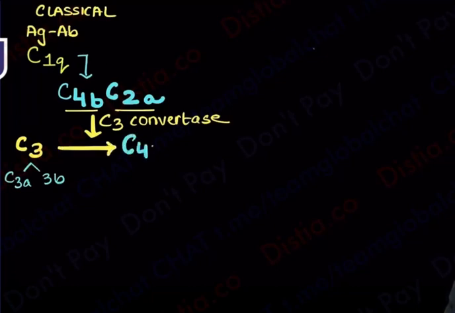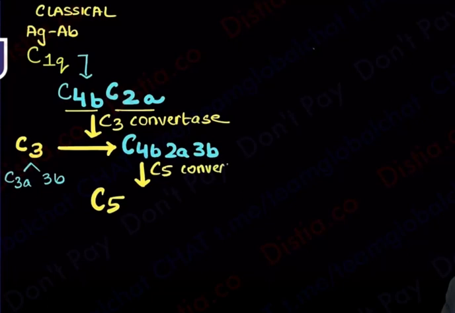You have 4B, 2A, 3B. So BAB, alternate chalega. 4B, 2A, 3B is formed. 3 has been converted. 3 is a part of this complex now. After 3, what's the next odd number? The next odd number is C5. So can I say these 4, 2 and 3 that are converting C5 are now known as C5 convertase.